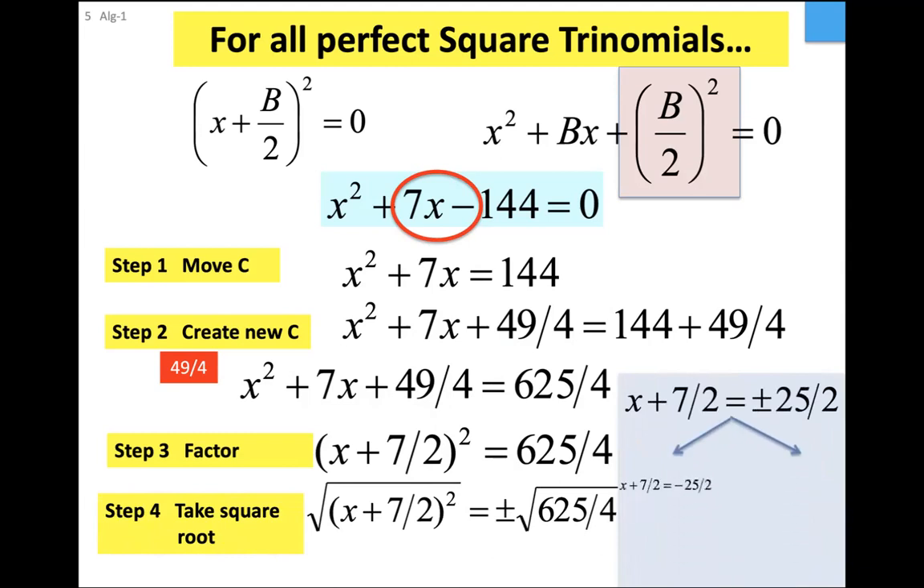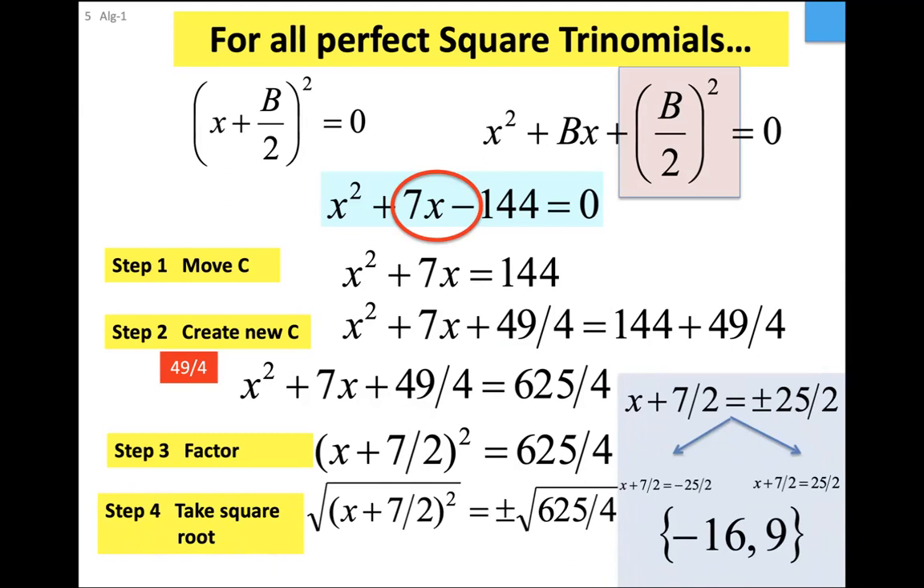We write our two equations, very small, but you can see it. And then we subtract 7 over 2 from both sides. Negative 25 minus 7 is negative 32. Divided by 2 is negative 16. 25 minus 7 is 18 over 2, and that's 9.